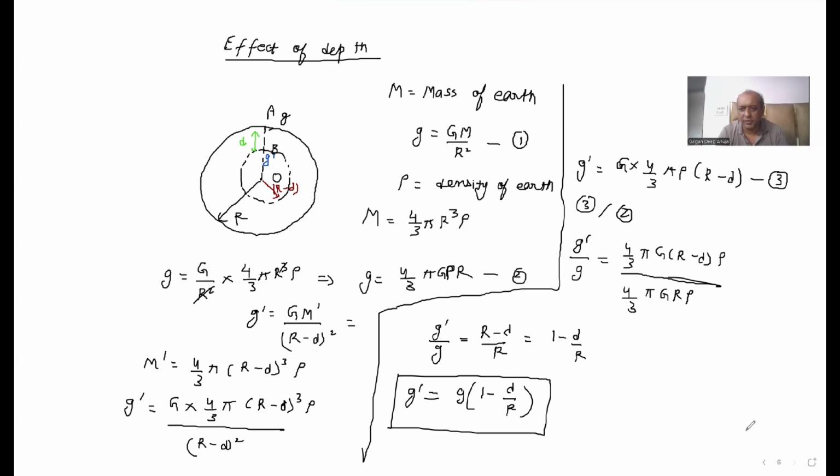So let us elaborate this formula more. We have g dash is equal to g into (1 minus d divided by R). For variation of g with height, we have two formulas, but for depth, we have only one formula. And we can do one special case also over here.